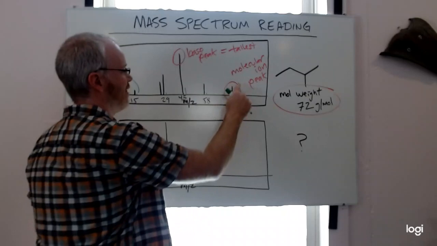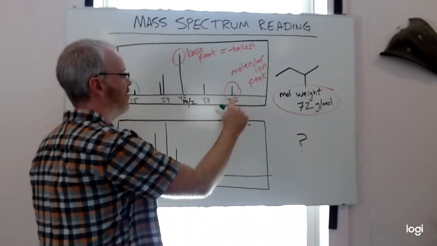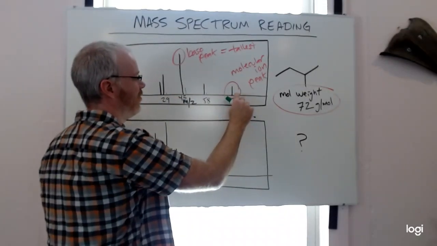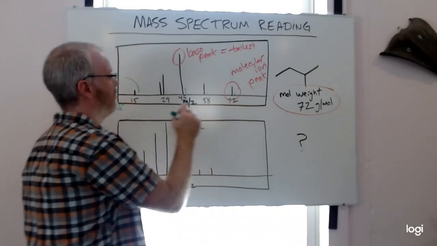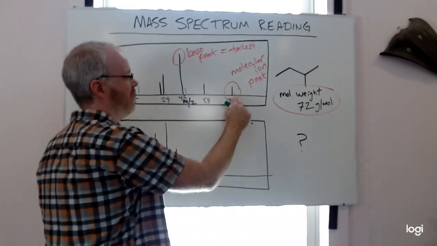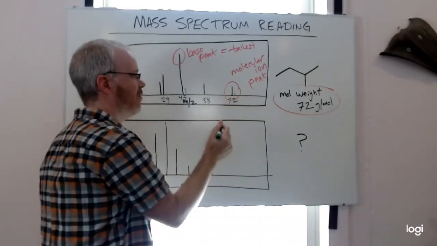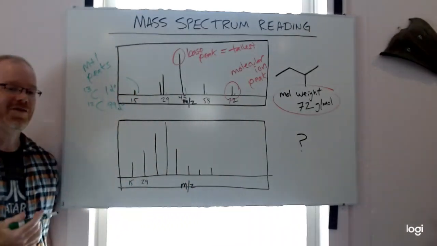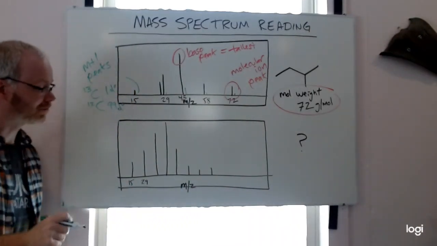So if you're looking at this and wondering, all right, what compound do I have here? These little tiny fractional peaks for carbon-13 are going to show up very small, and we don't want to confuse those with the molecular ion if you're trying to figure out what's going on.